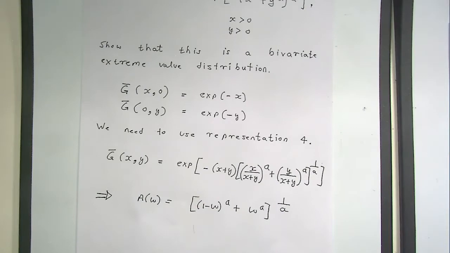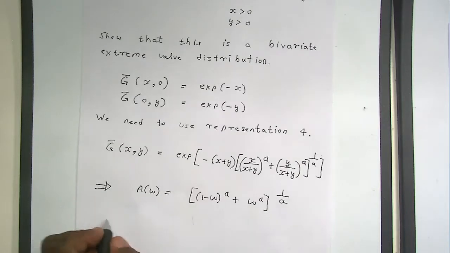Remember the 4 conditions. The first condition is that A of 0 is 1. The second condition is that A of 1 equals 1. The third condition is that A must be between the max of omega and 1 minus omega, and 1. And the condition number 4 is that A must be a convex function.